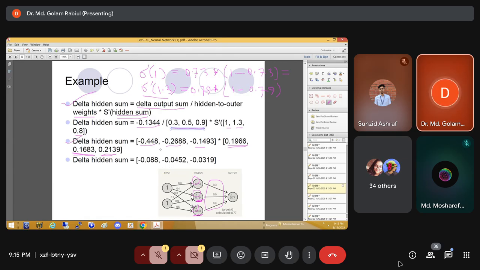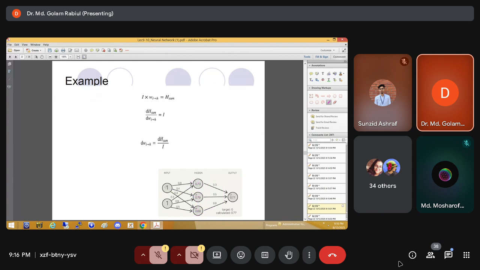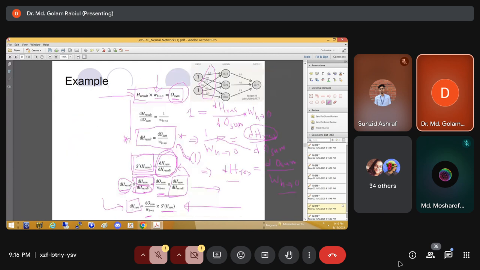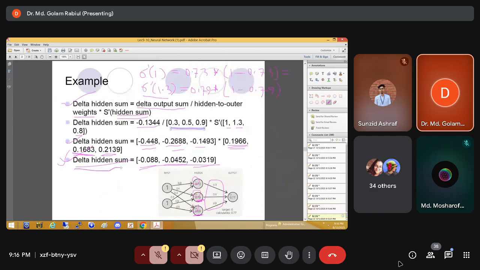So this is our delta hidden sum. Now we have to multiply this one with that one, this one with that one, and this one with that one. So finally we will get negative 0.088, negative 0.0452, and 0.0319. This is our delta hidden sum. So we got these three values for delta hidden sum.